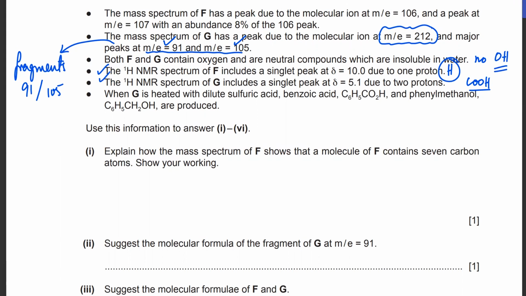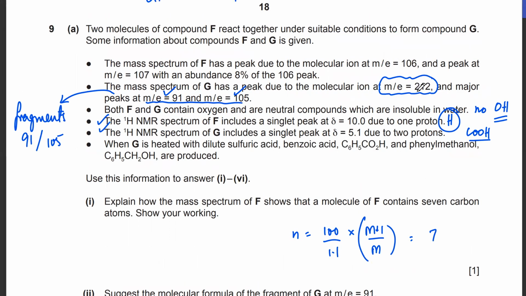We already did this. It was 100 over 1.1. We did the whole probability thing, the M plus 1 peak height divided by the M peak height, and we got 7 out of that. Okay, we did that. Suggest the molecular formula of the fragment at mass to charge ratio, which is given as 91.